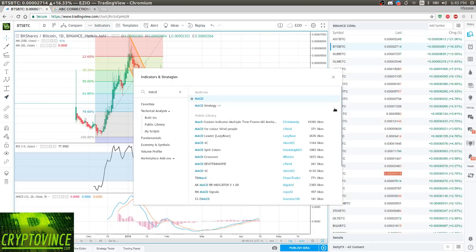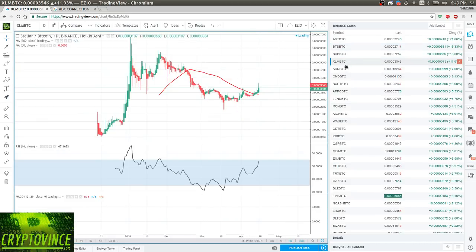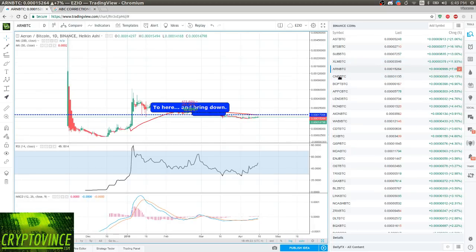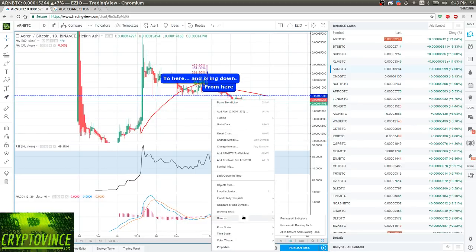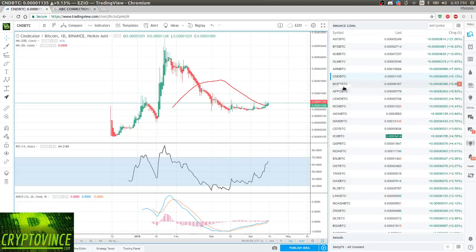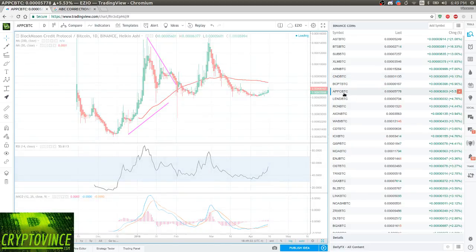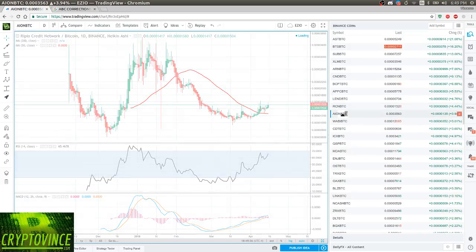MACD will be probably low. Amazing, MACD turning up from 0. So as you guys can see, all coins are in the same kind of pattern. I don't know, this one was an old one. Okay, look at that. Every coin is on reversal.